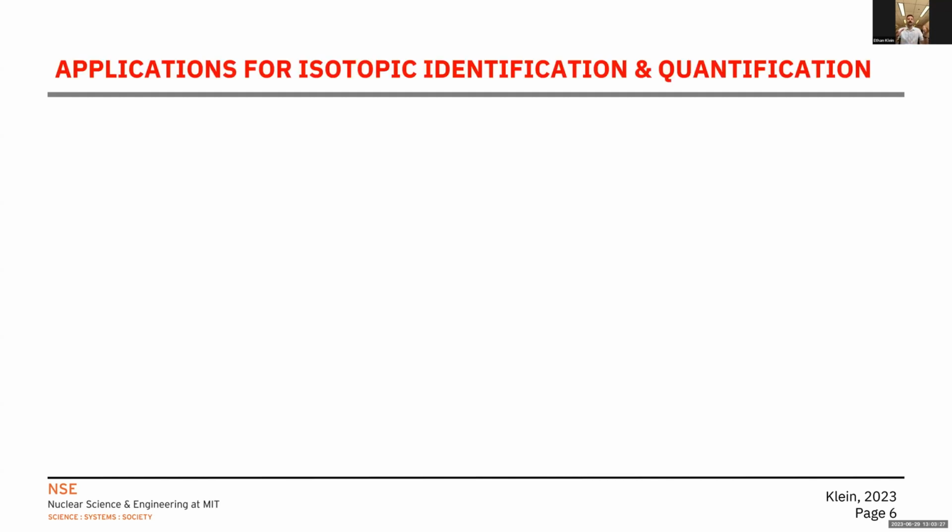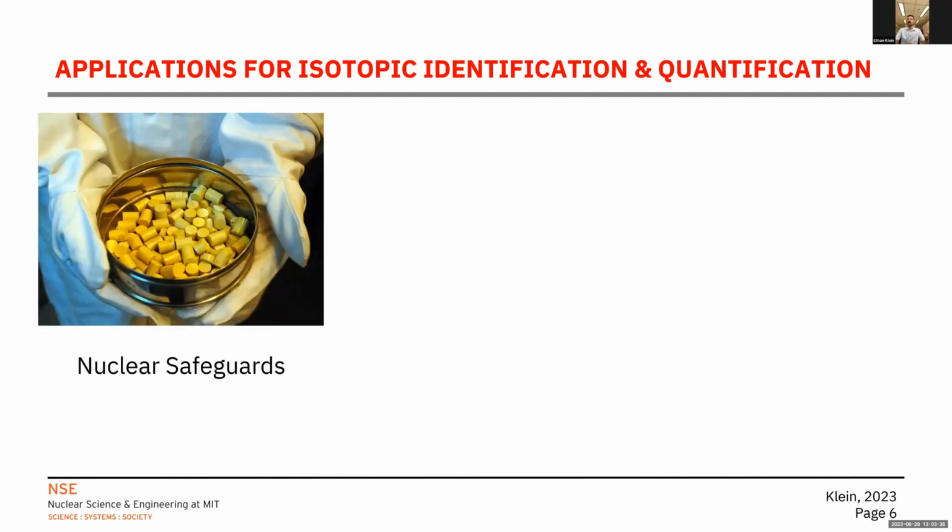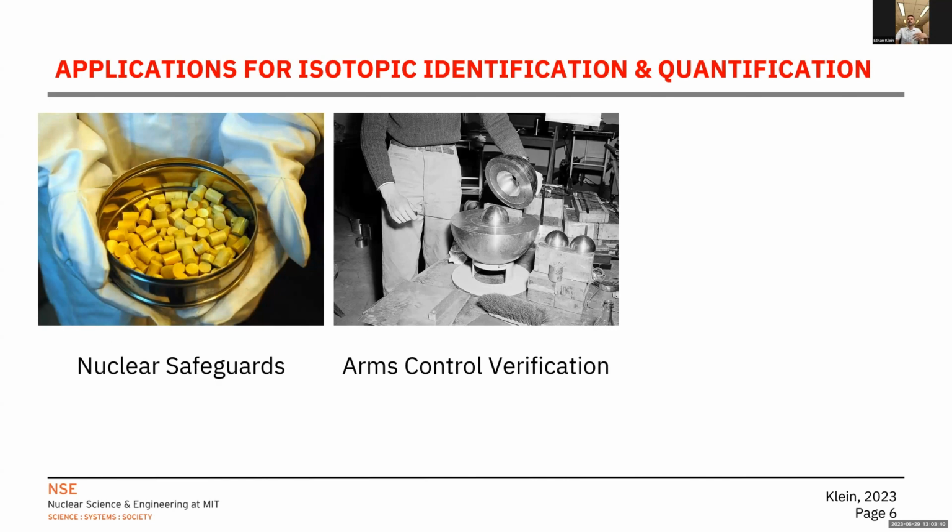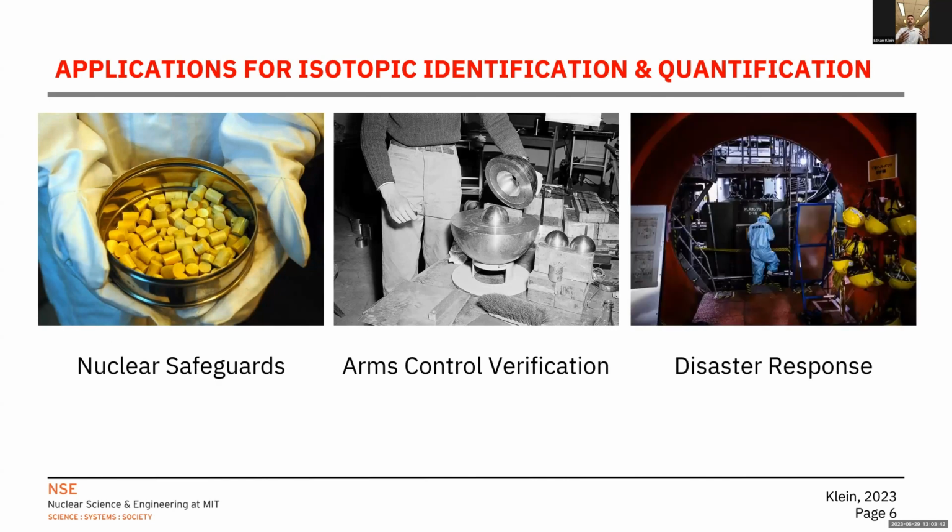What are the kinds of applications that we could envision where you would really want to have a tool to perform isotopic identification and quantification? I'll list three out here. First is for nuclear safeguards. Second is for arms control verification. And the third could be something like disaster response. You can imagine after the Fukushima disaster, for example, that you'd want an ability to identify and quantify these unknown debris materials.